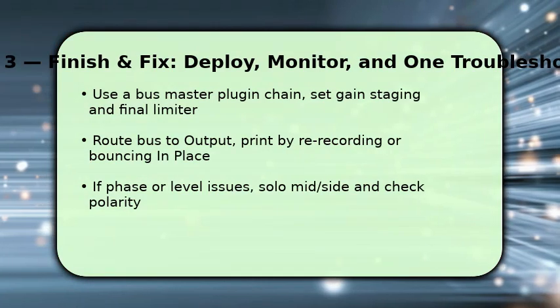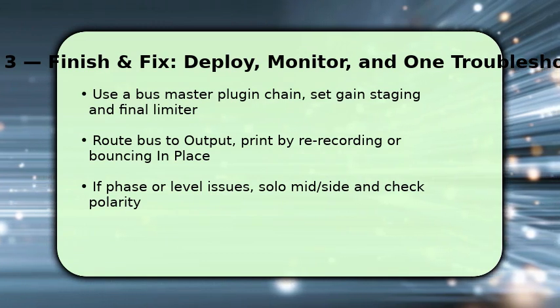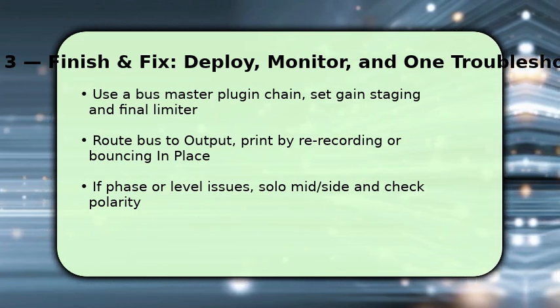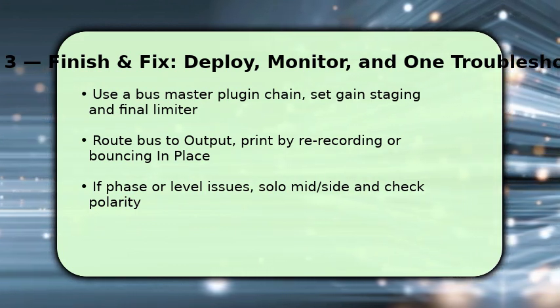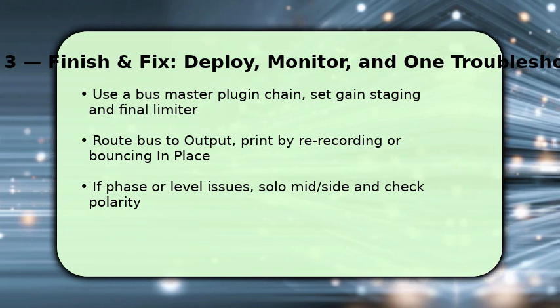shape. Finish by putting a mastering-style chain on the bus, corrective EQ, glue compression, and a limiter for transient control. Maintain proper gain staging so headroom remains. Route the bus to your main output, and if you need a printed version, bounce the aux or re-record the bus into a new track.